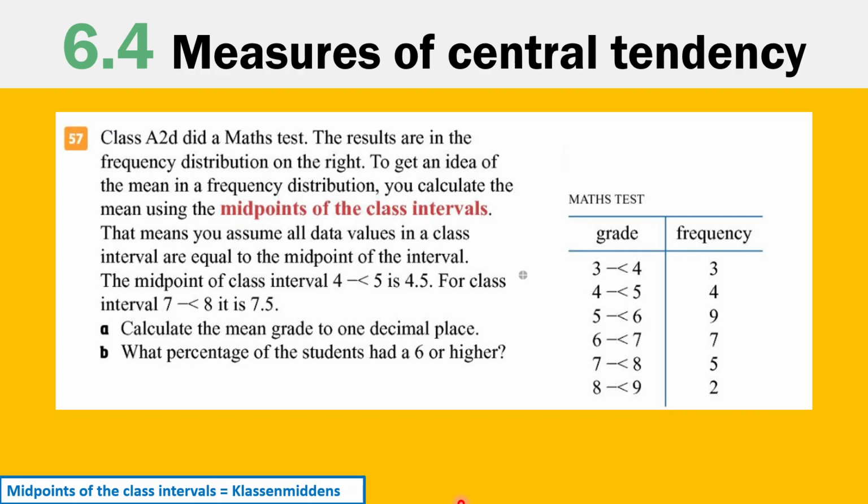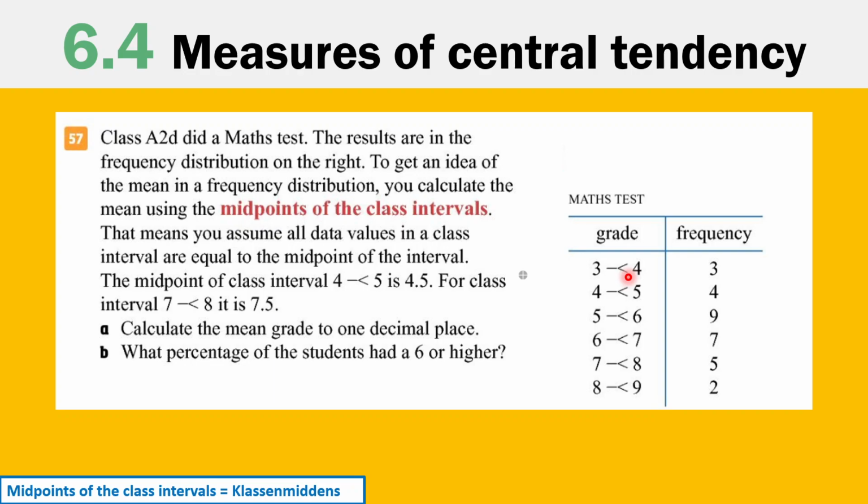Midpoints of class intervals, or so-called klassenmiddens in Dutch, means that if I want to work with frequency distributions like this, the frequency 3 for all numbers 3 up to 4, I don't know exactly which numbers that are. That can be, for example, a 3 and a 3. It can also be a 3.9, a 3.8, and a 3.2. To still kind of work with it, we estimate that if we want to work with this, then we are going to work with the midpoints of the class intervals.